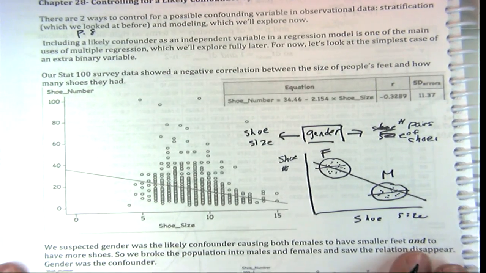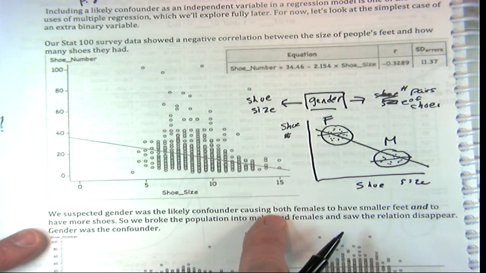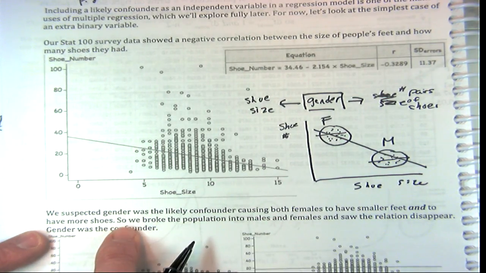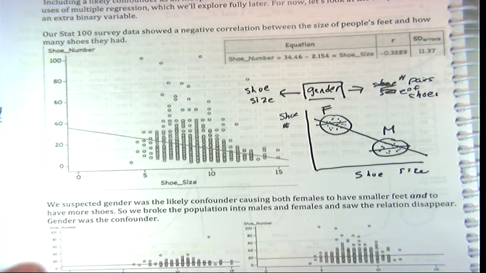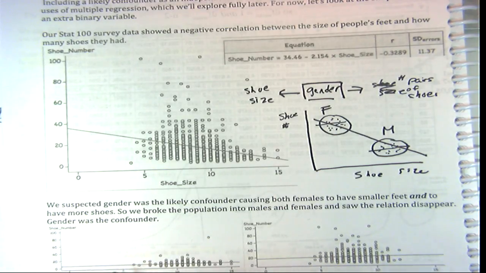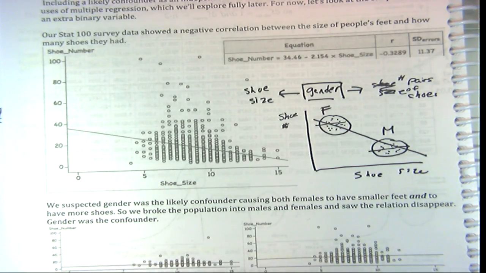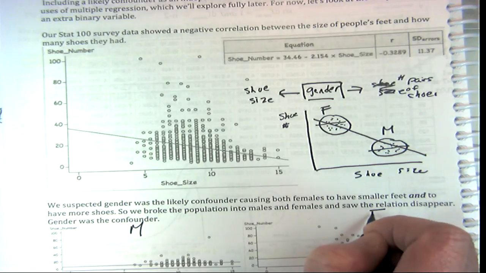So it disappears. We suspected gender was a likely confounder, causing both females to have smaller feet and to have more shoes. So we broke the population into males and females and saw the relationship disappear. We stratified by gender and the relationship disappeared. And these are the stratified regression lines. This one is the males, and this one is the females.